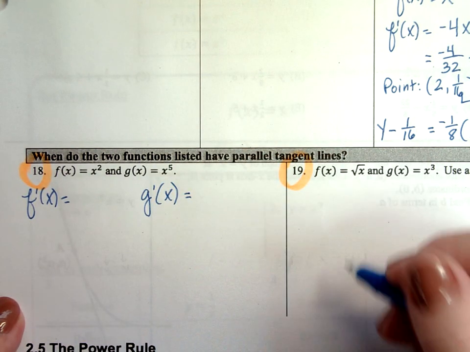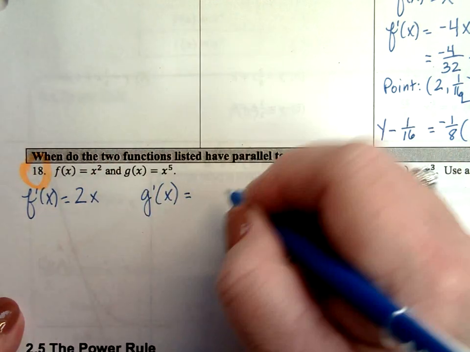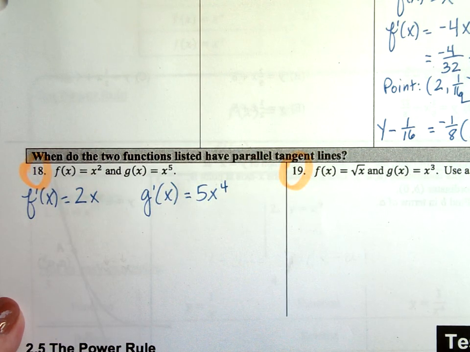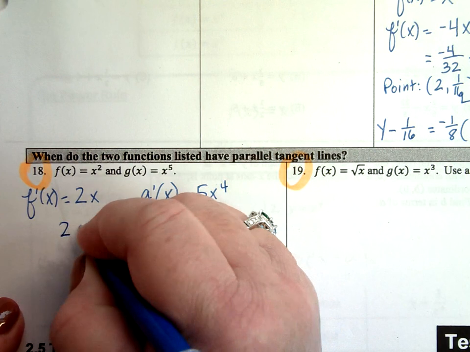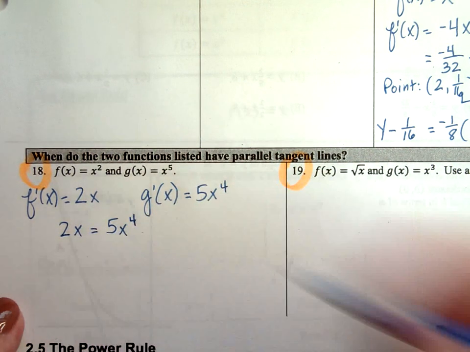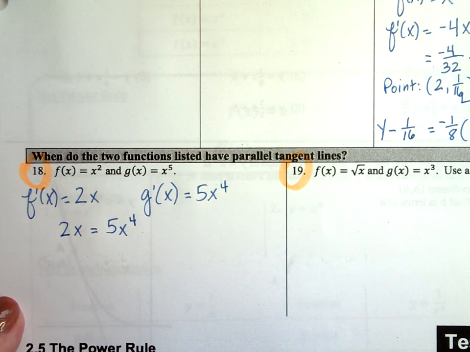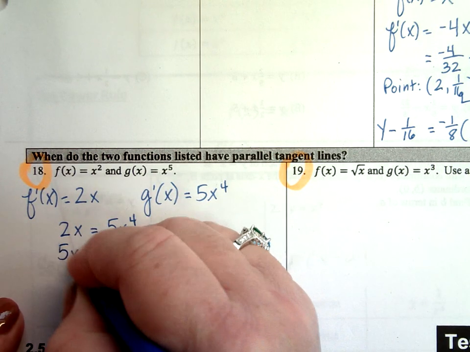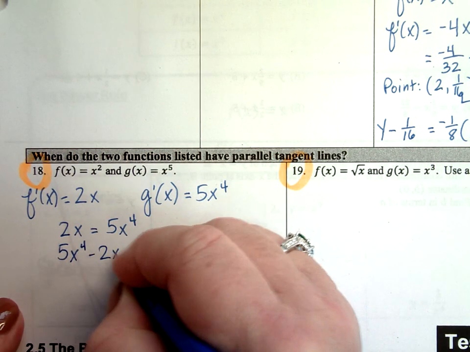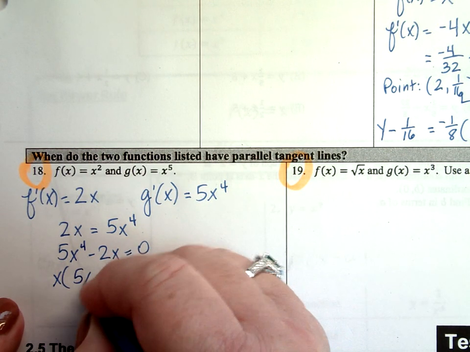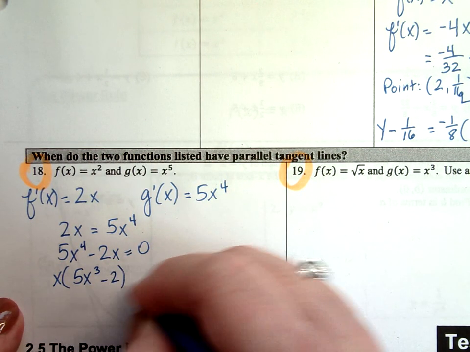I got a 2x here. I have a 5x to the 4th here. Power rule, gotta love it. And I'm going to set them equal to one another. 2x equals, has the same slope as 5x to the 4th, and then you solve it. I'm going to move the 2x to the right. 5x to the 4th minus 2x is 0. Factor out an x. 5x cubed minus 2 equals 0.